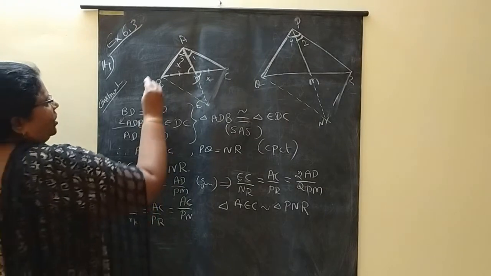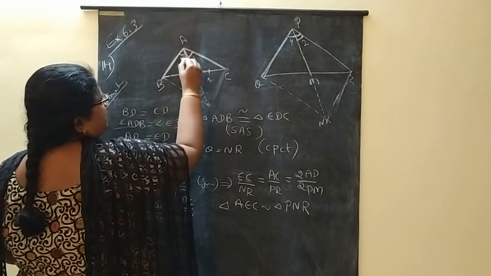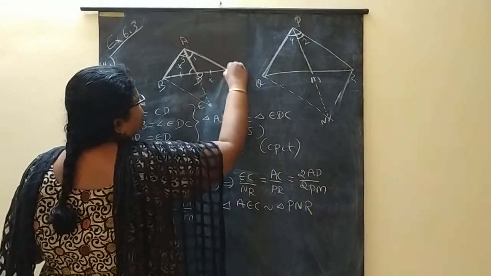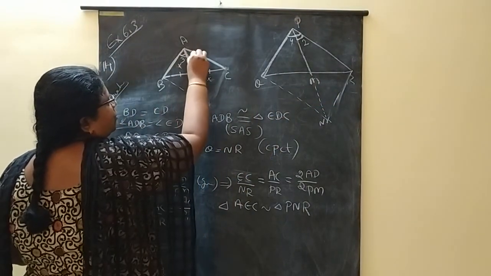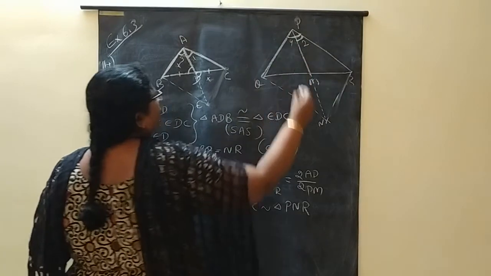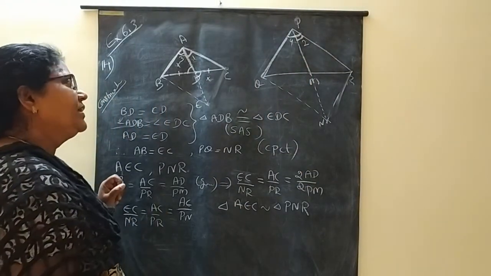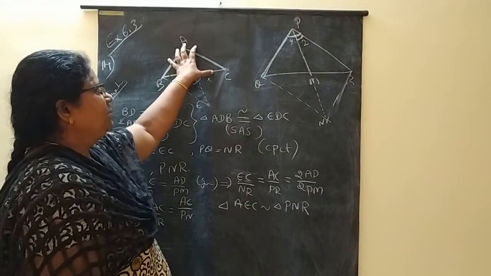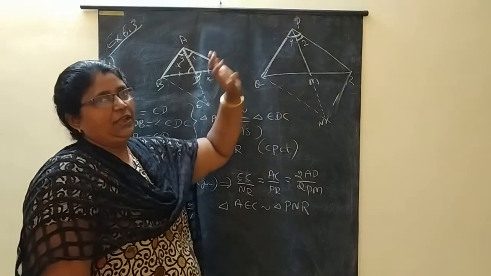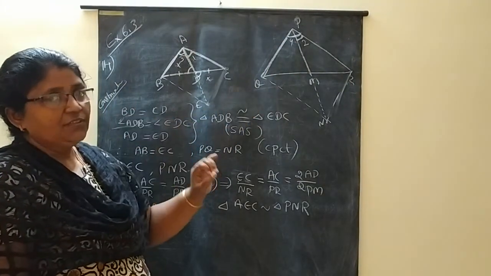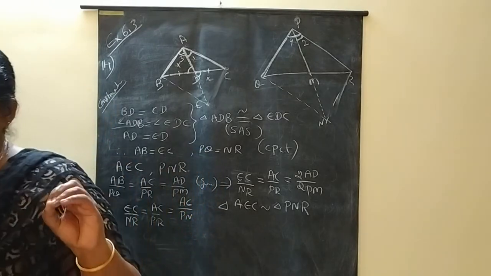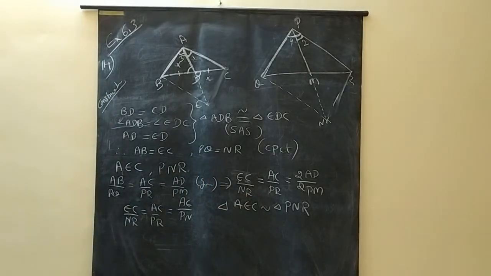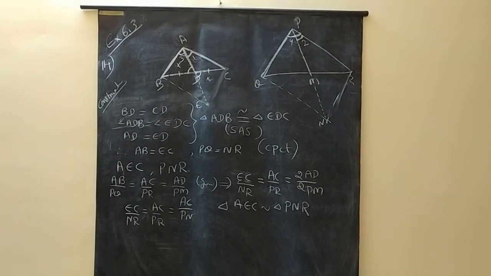Now you see, it is already given that AB by PQ is equal to AC by PR. And now you got the included angle also equal. So what is the meaning? Triangle ABC is similar to triangle PQR by SAS similarity criteria. So it is a lengthy question. Study properly. Don't confuse with question number 12.